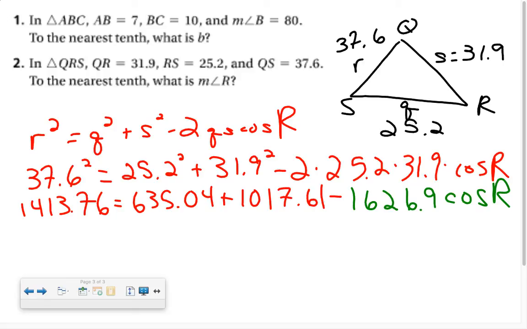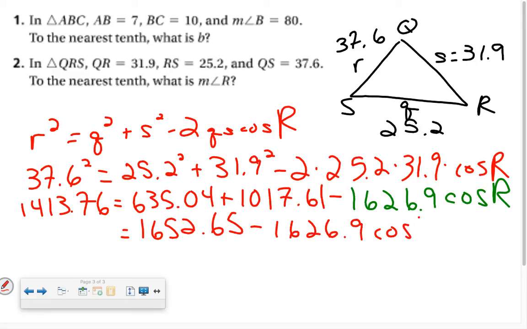So 635.04 plus 1017.61. Okay, so 1413.76 equals 1652.65 minus 1626.9 times the cosine of r.